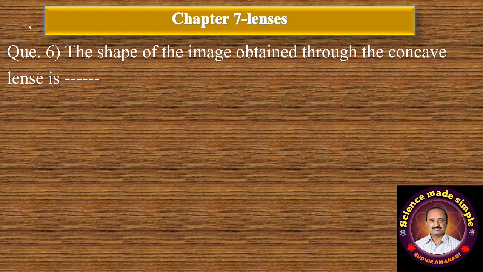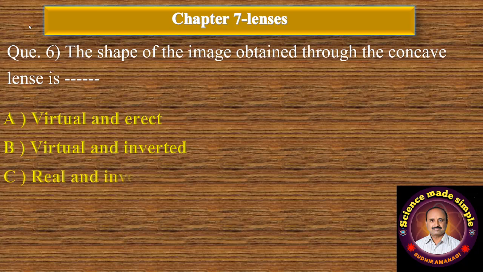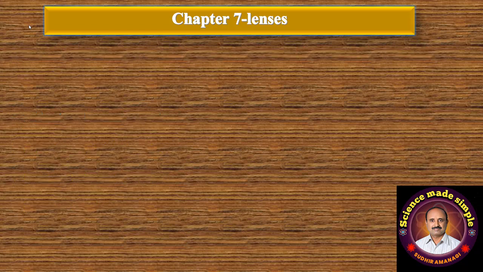Question number 6. The shape of the image obtained through the concave lens is dash dash. Option A, virtual and erect. B option, virtual and inverted. C option, real and inverted. And D option, real and erect. The correct answer is option A, virtual and erect.